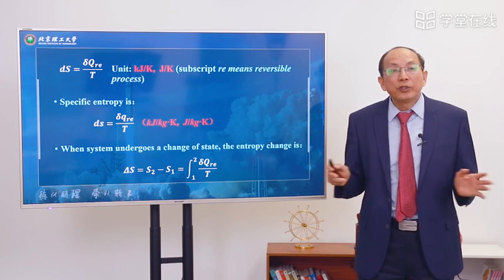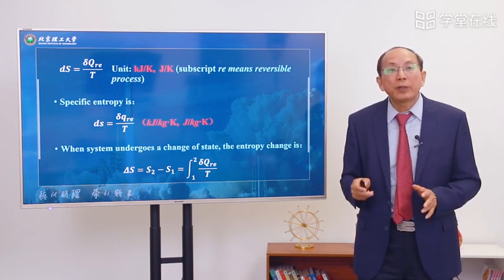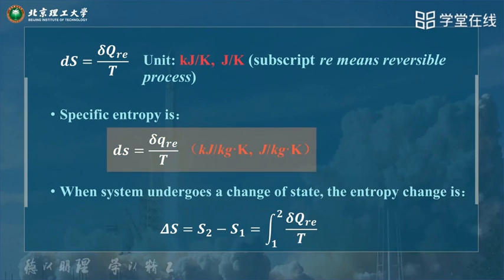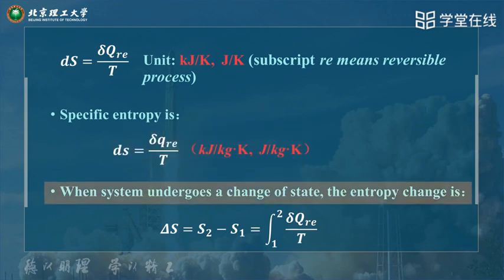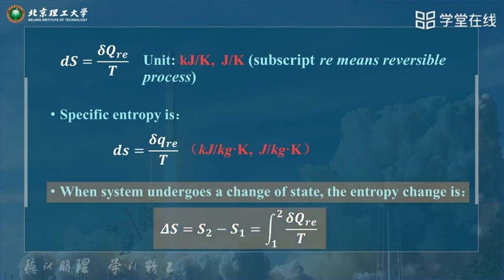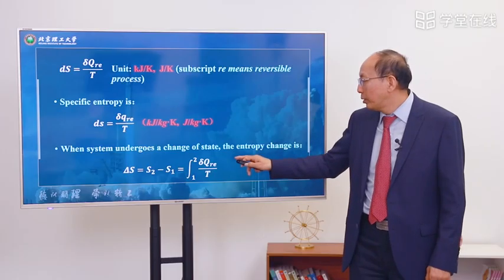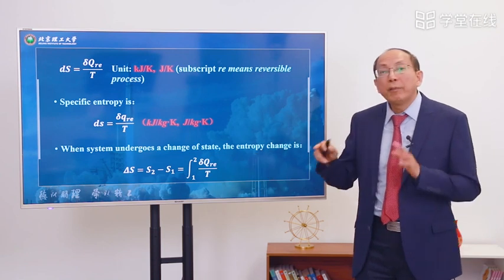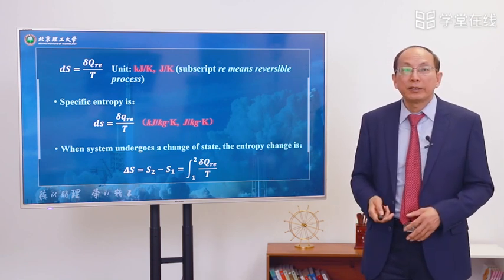For unit mass, the specific entropy is ds equals delta q_Re over T. When the system undergoes a change of state, the entropy change is delta S, S2 minus S1, equals the integration from 1 to 2 of delta Q_Re over T. Please notice Re means reversible process.